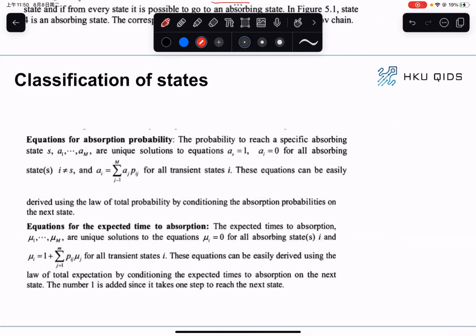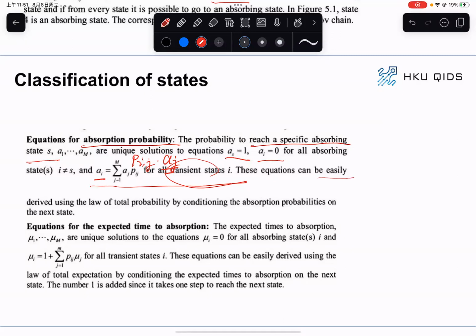So classification of states, now we are going to have 2 important formulas which are going to help us solve all the questions below. The first one is for absorbing probabilities. To reach a specific absorbing state, we can denote this state as AS equal to 1, and all other absorbing states will be denoted as 0. And we can write all the equations for other transient states. Please notice that for I, it is actually Pij, so from I to J, multiplied by Aj, not Ai, okay? Multiplied by Aj, and it will be the same for the equation for the expected time to absorbing.